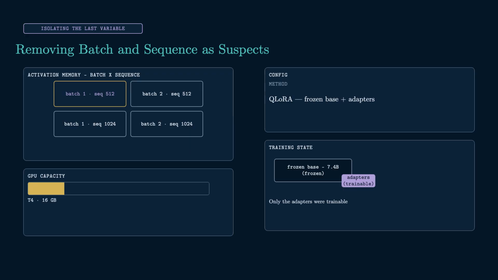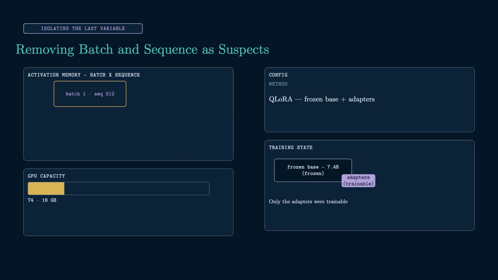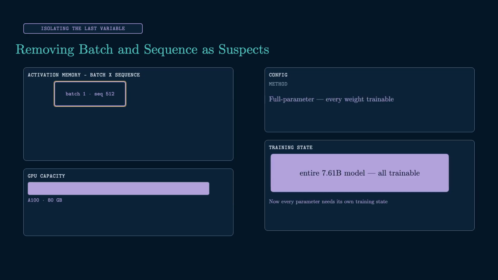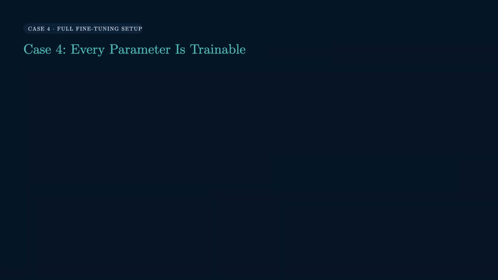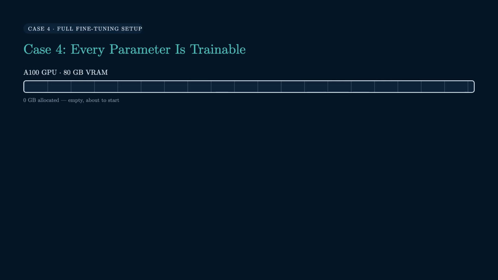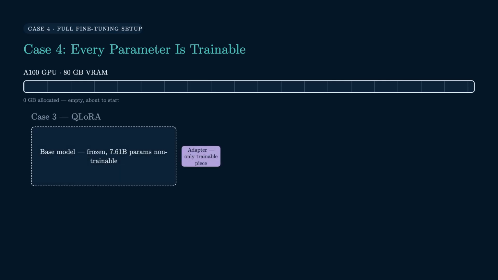For the last case we remove batch and sequence as suspects entirely, batch back to 1, sequence back to 512, and we even upgrade to an 80 GB A100. Then we switch from QLoRA to full parameter training, where every weight in the model is trainable. Both Case 3 and Case 4 are training runs, but they fail for opposite reasons. Case 3 was dominated by workload-dependent activations.